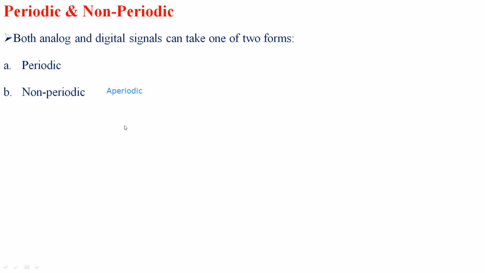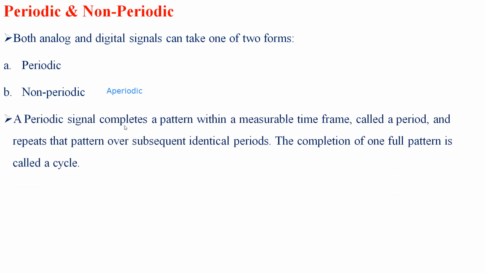Let's discuss what we mean by periodic and non-periodic. A periodic signal is a signal which completes a pattern within a measurable time frame. Whatever signal is passed through, it completes a particular pattern and it is measurable. Such a pattern which is measurable within its time frame is called a period, and it repeats the pattern over subsequent identical periods.